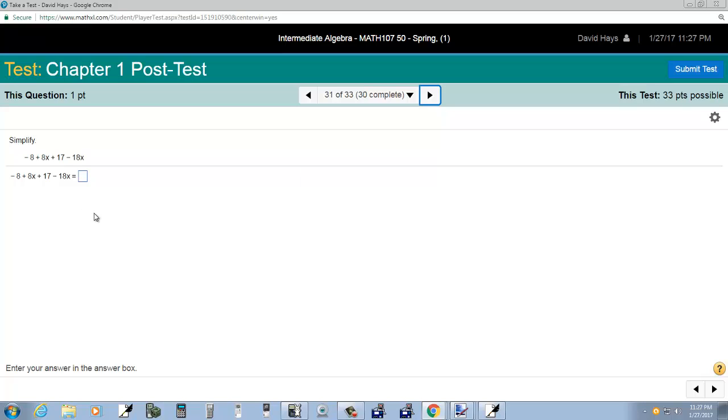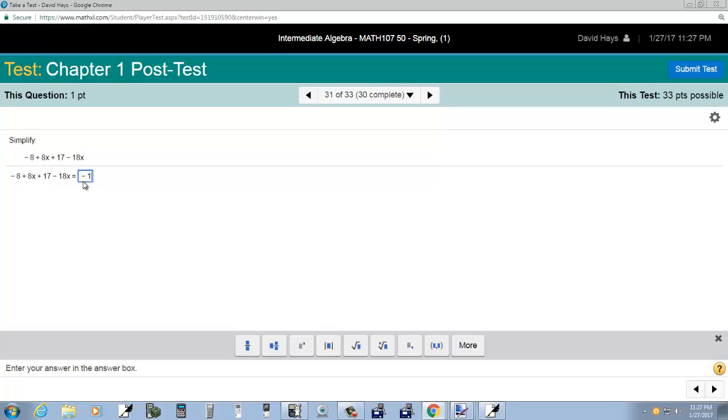Simplify. I can probably do this without writing it down. Combine like terms, 8x minus 18x is negative 10x. And negative 8 plus 17 is 9.